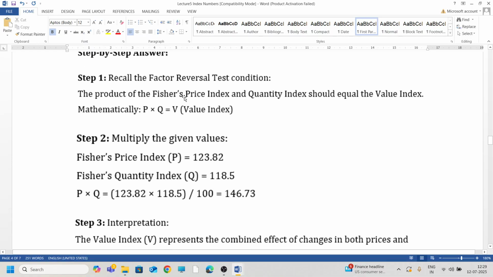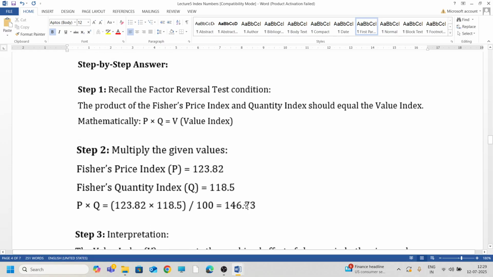The product of Fisher's price index and the quantity index should equal the value index, right? So P into Q equals V, we know mathematically. So step 2, we multiply the given values: Fisher's price index P and Fisher's quantity index Q. We can multiply and divide by 100, which gives 146.73.